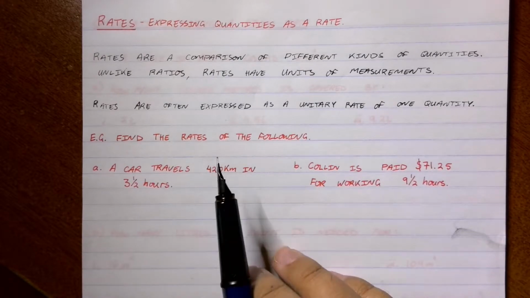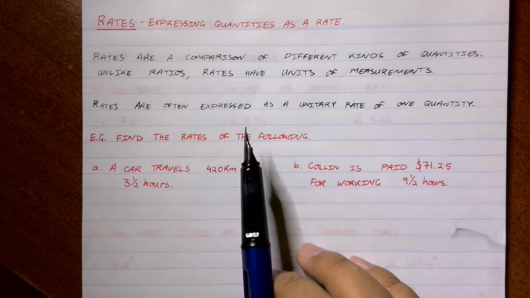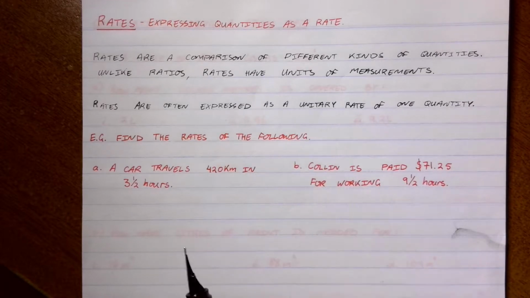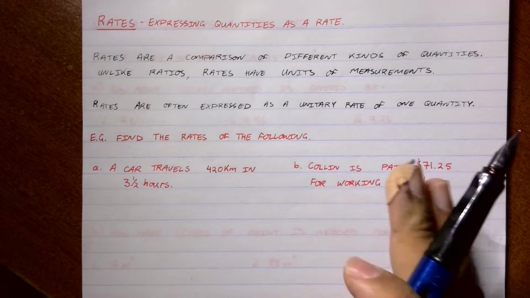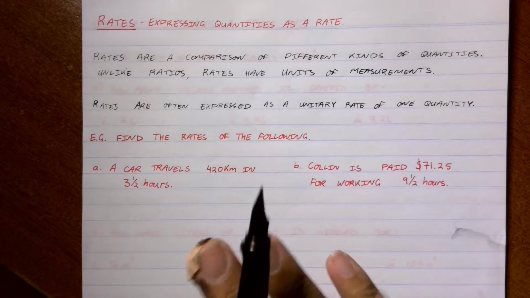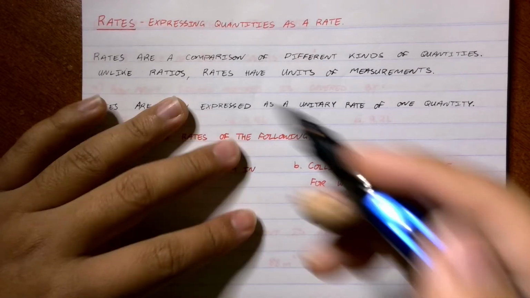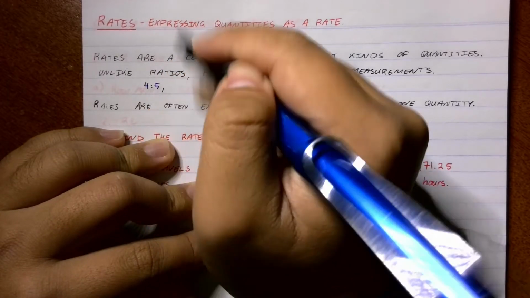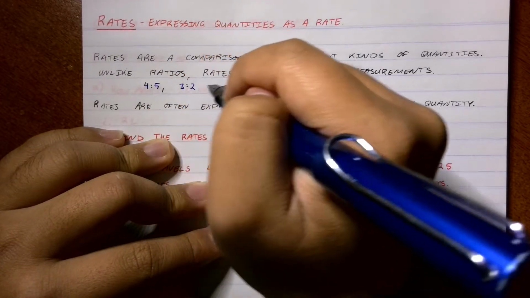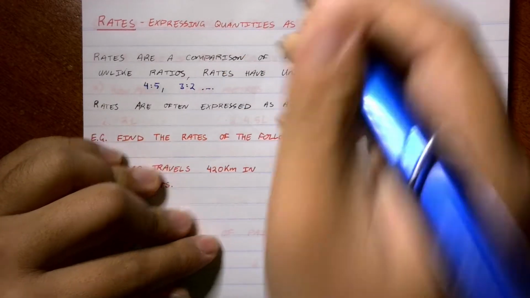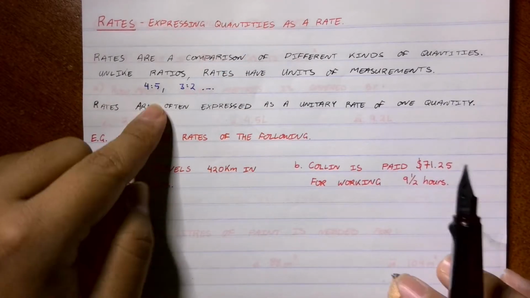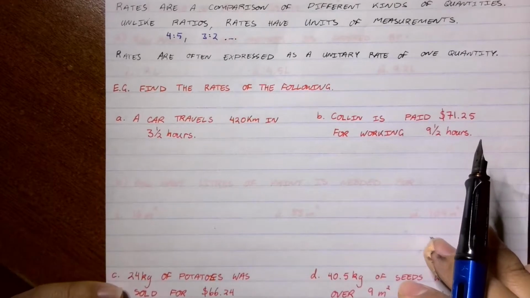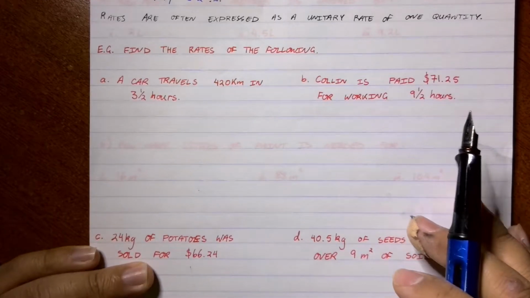So I want you to remember how ratios were merely 3:2, 4:5. Right, in those examples that I just said, there were no units of measurement. So for example, ratios have just 4:5, 3:2, etc. Rates are not the same. We'll take a look at what we mean in this example right now.